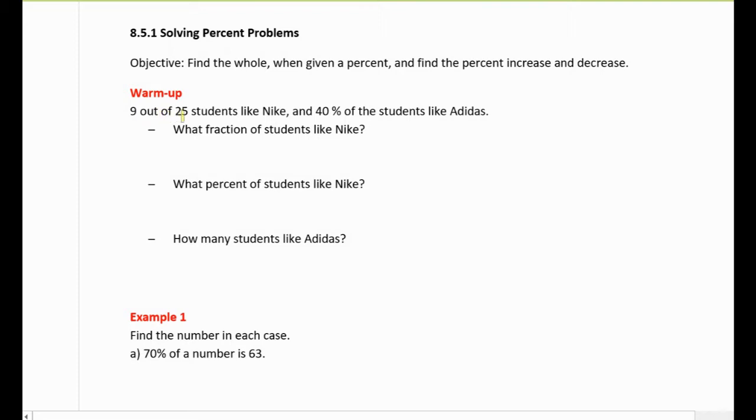9 out of 25 students like Nike and 40% of the students like Adidas. Okay, the first question. What fraction of students like Nike? That is 9 over 25. 9 out of 25. And what percent of students like Nike?